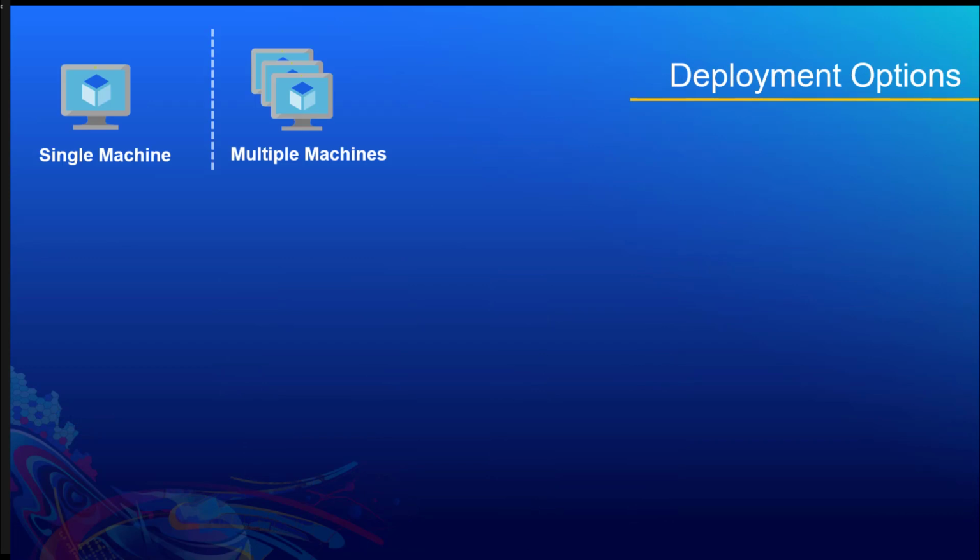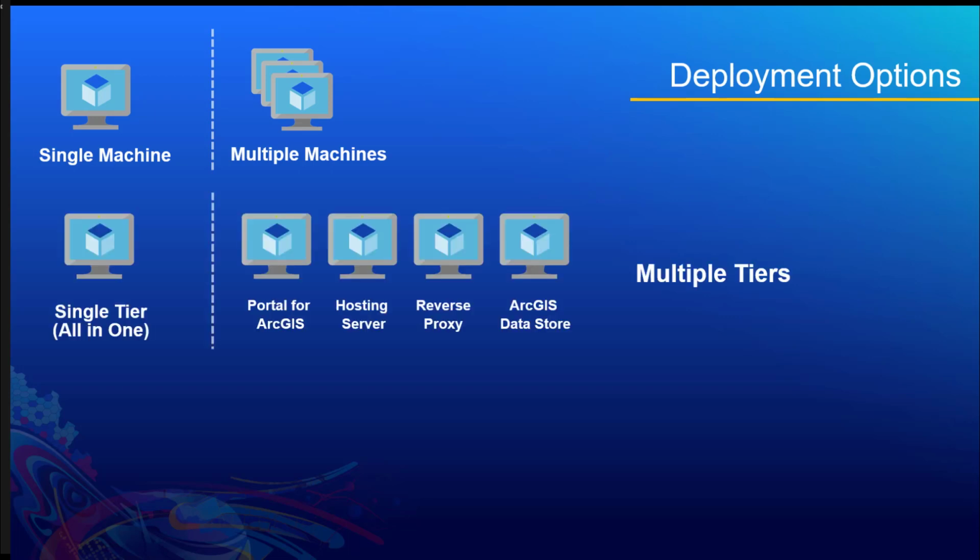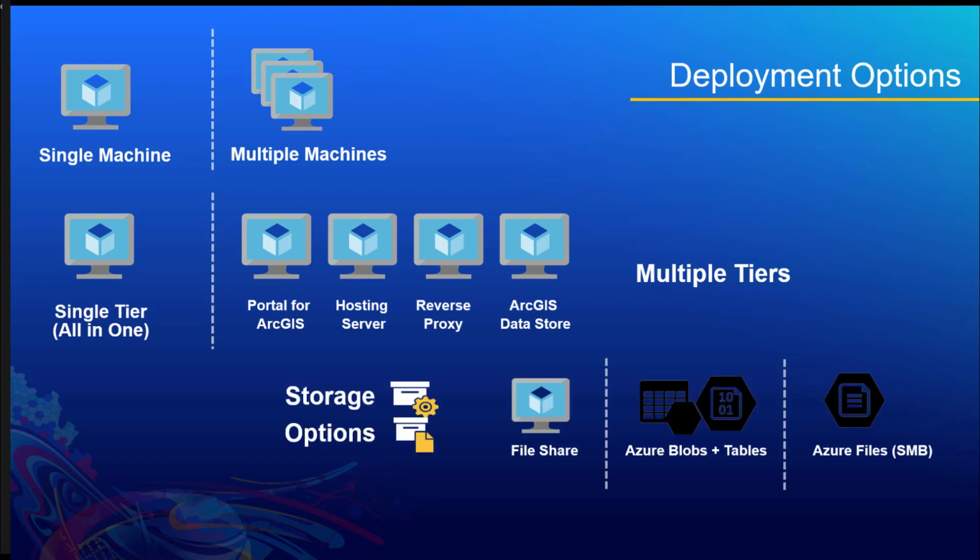Now let's look at deployment options. You have the ability to deploy all of these components on a single machine or multiple machines. Or additionally, you can split the workloads up into different tiers, where you can have the portal component run on one tier of machines, and you can have the hosting server and the data store run on additional machines. In addition to the number of machines, you can choose where to store your configuration for your site. This could be on a regular VM as a file share, or could be in Azure Blobs and Tables, or it could be in Azure Files as well.